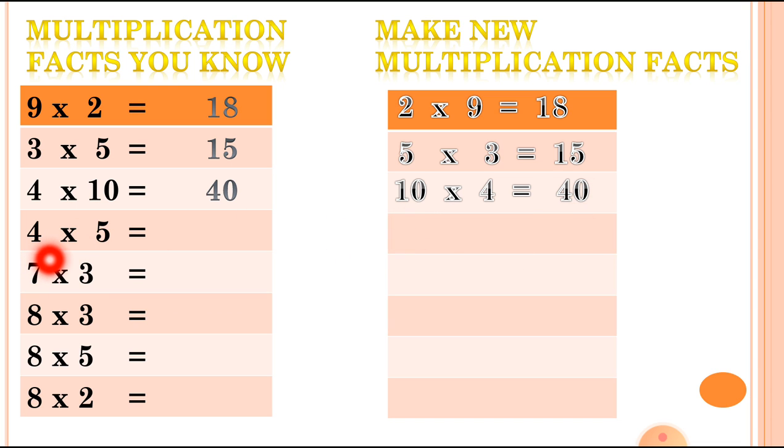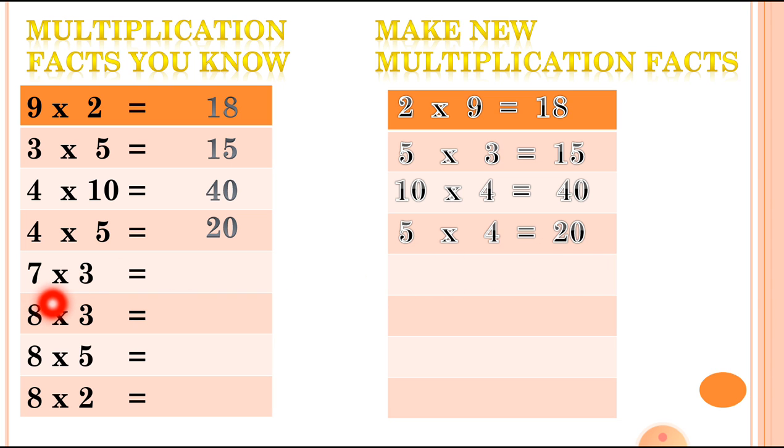Now the next one here is 4 fives are. 4 fives are 20. Here is the answer that 4 fives are 20. Then what will be the new multiplication fact here? We can write down that 5 fours are 20. Here is 4 fives are 20, so we can write down that 5 fours are 20.